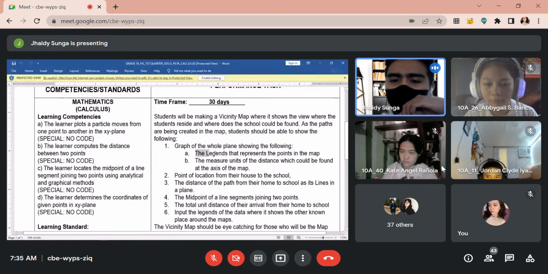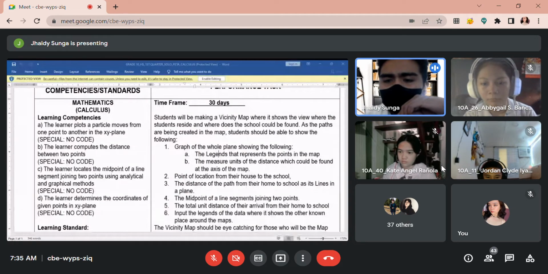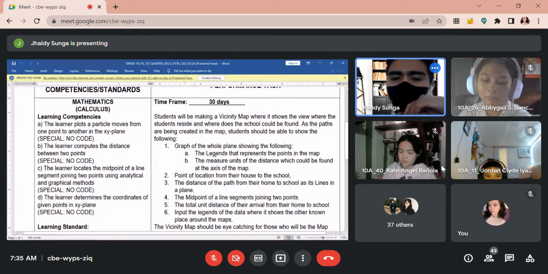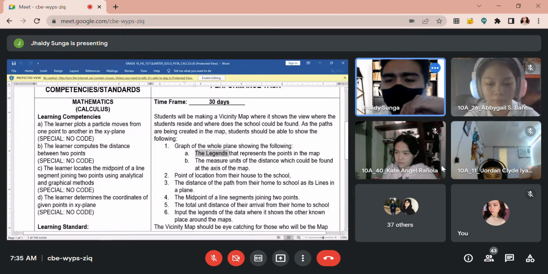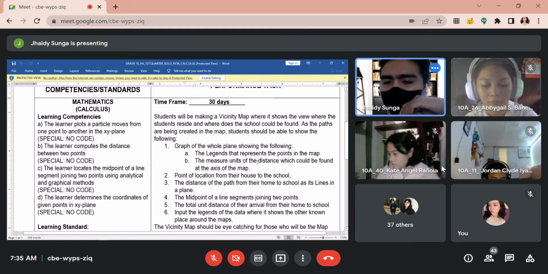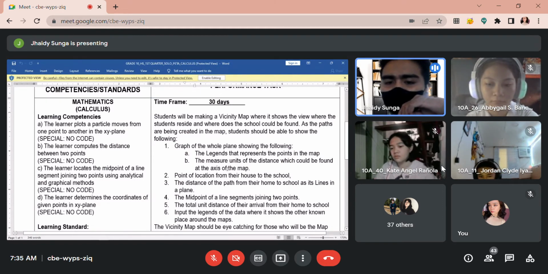First, the legend. Do not forget the legends. In making such maps, there should always be a legend, the legend that represents the points in the map. Then the measure units of distance, which could be found at the axis of the map.